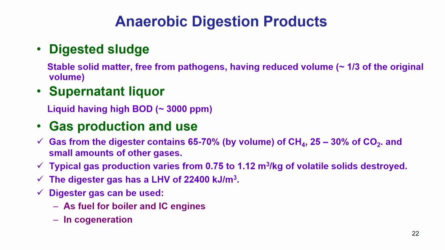So this is the typical gas production, that is 0.75 to 1.12 meter cube per kg of the volatile solids destroyed, and its heating value is approximately 22.4 megajoule per meter cube. The digester gas, or biogas, can be used as fuel for boilers and internal combustion engines, and in cogeneration.